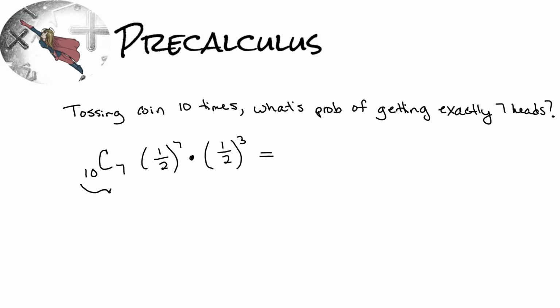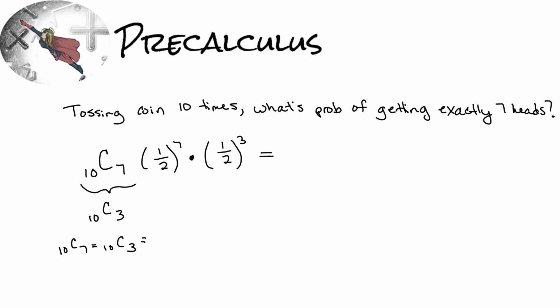And one other thing to notice, this 10C7, your answer will come out exactly the same if you wrote 10C3, because choosing 7 of the tosses to be heads is exactly the same as choosing 3 of the tosses to be the tails. And you can test it out in your calculator, but 10C7 and 10C3 are exactly equal to each other.